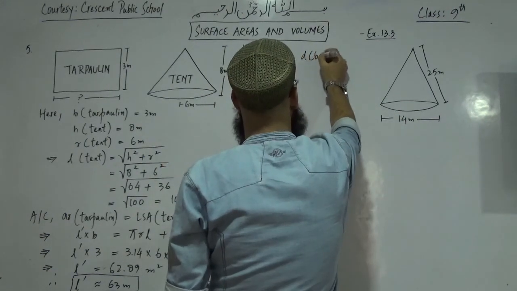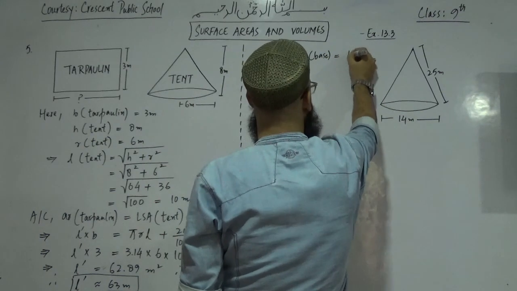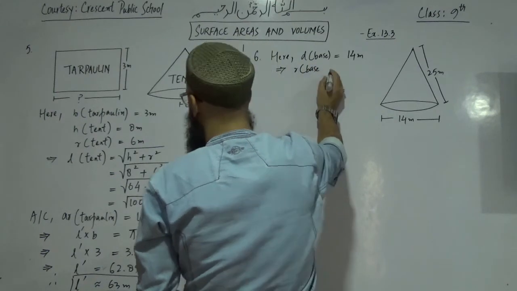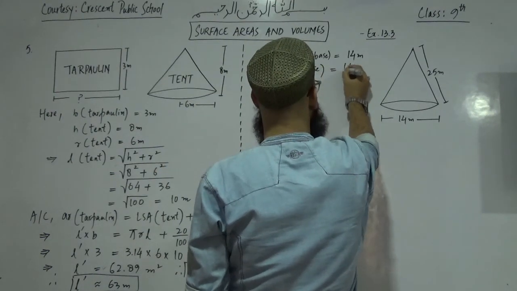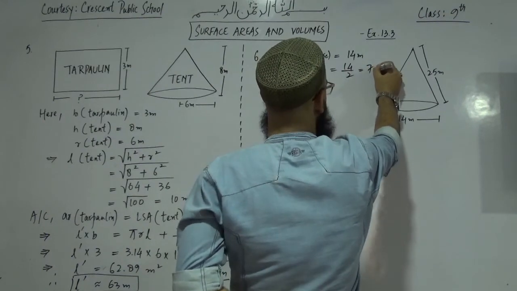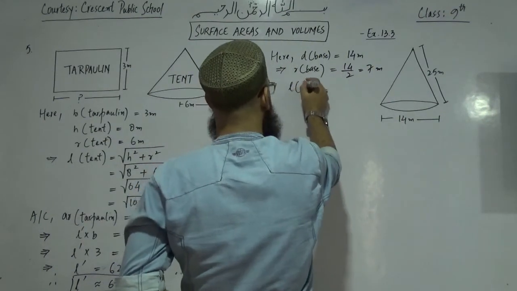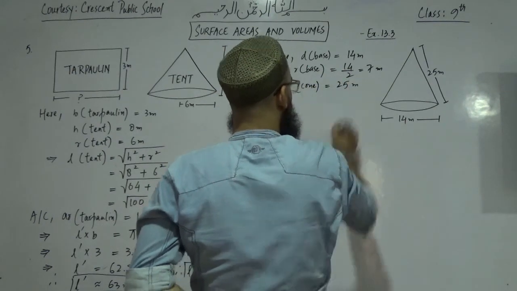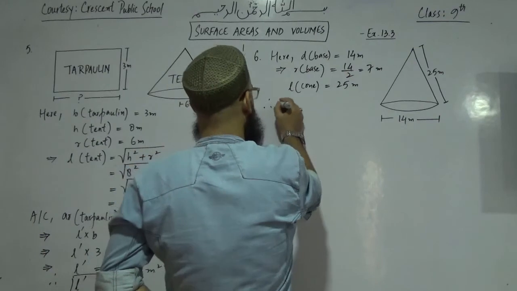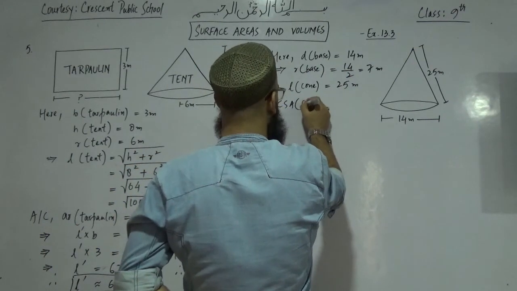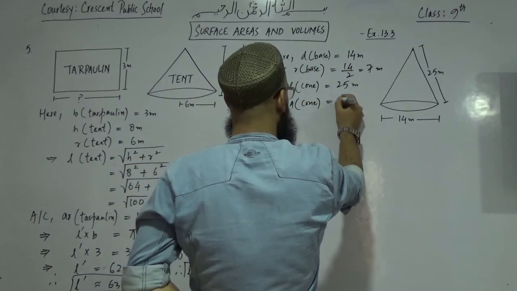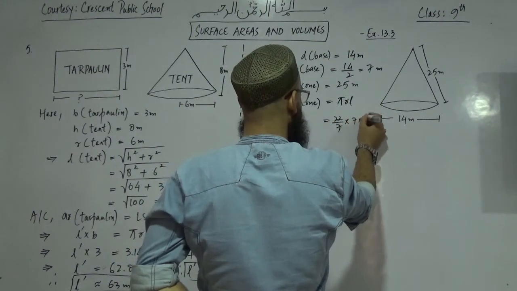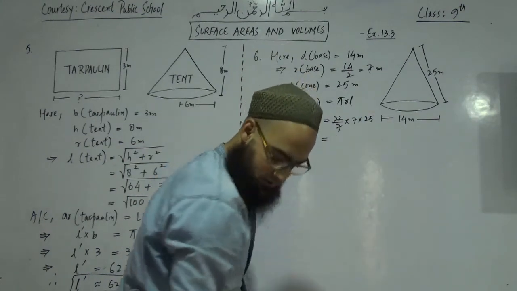Diameter of base is 14 meter, which implies that radius of base is equal to 14 by 2, that is 7 meter. Then you have slant height of cone, that is 25 meter. Therefore, curved surface area of cone, it is pi r l, that is 22 by 7 times 7 times 25. Let me solve this.